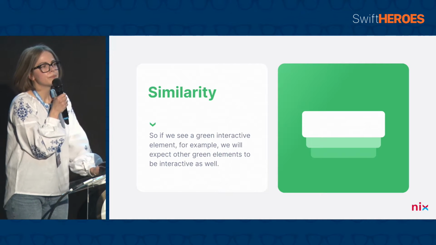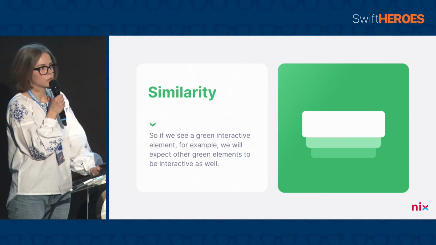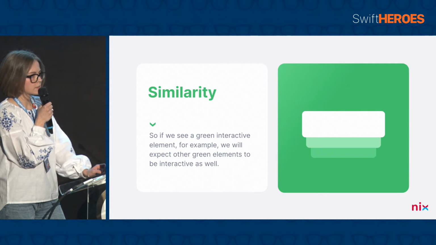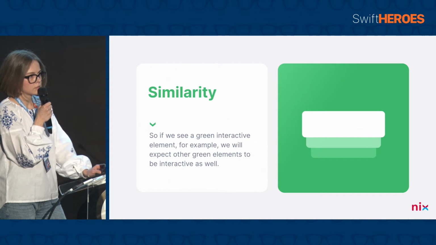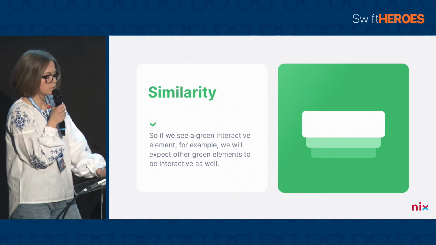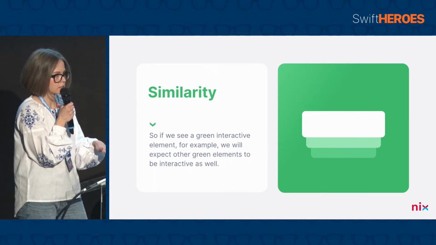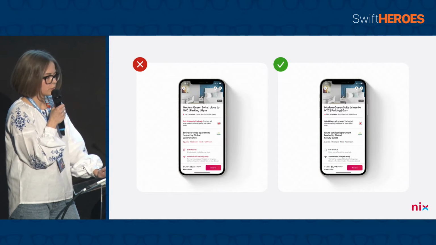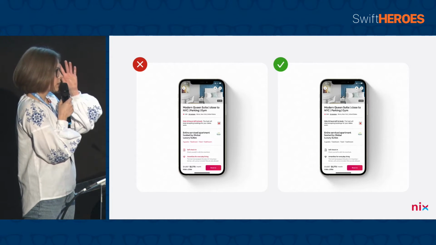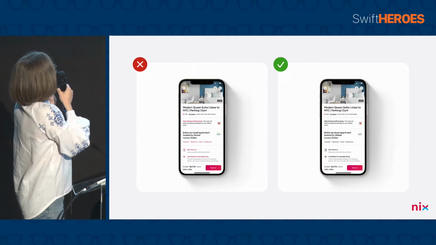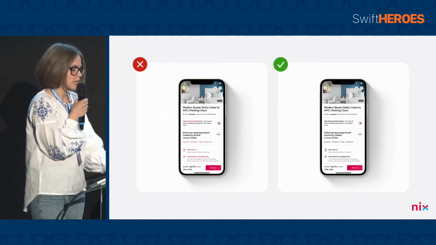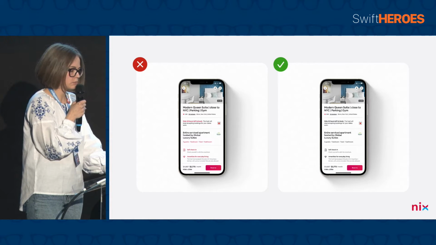So if your interface has, on one screen, for example, a green button which is interactive, it means next time the user sees a button that looks like this, he will also expect this button, or element, to be interactive. And if you fail to do so, your user will be frustrated. The example on the left is made up because Airbnb doesn't do so, but in other apps I see this frequently.